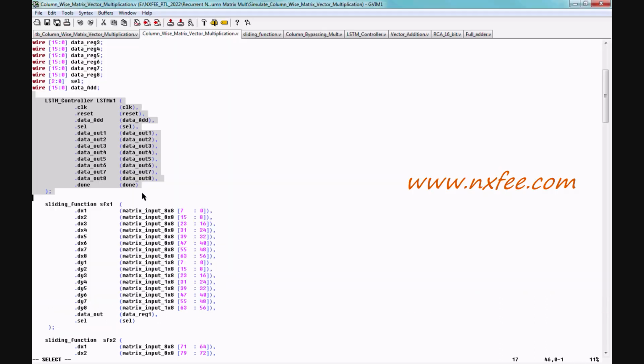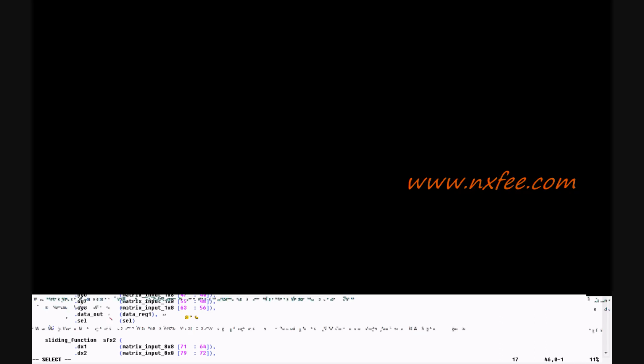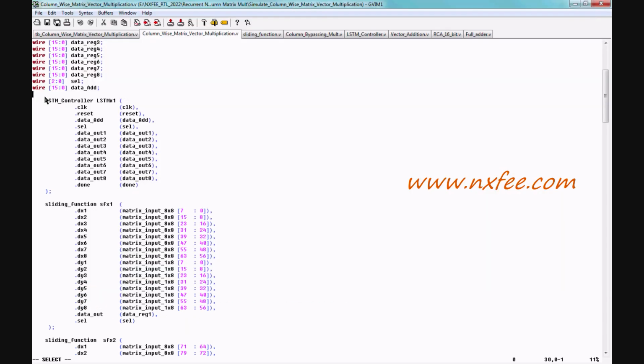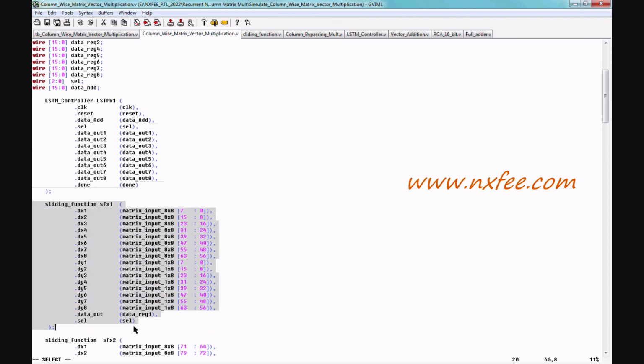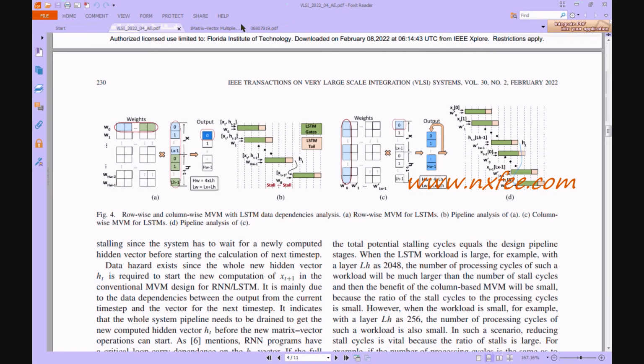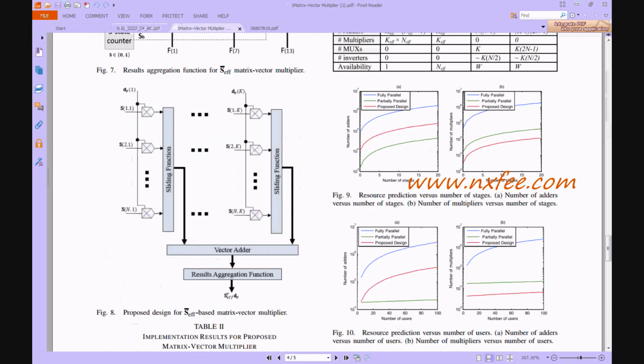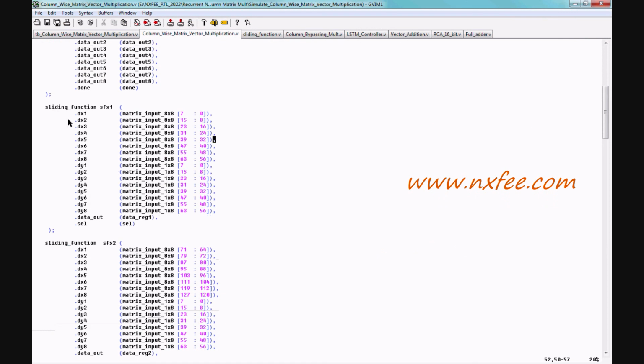So this controller will control the data: when it will be added and which bit we need to add. So the adding functions and the selection functions, this kind of thing will be controlled. That is an LSTM configured as per the base paper. This is a sliding function. Based upon this paper's sliding functions, we have used the value, given the input, and taken the output. So those functionalities will happen here.